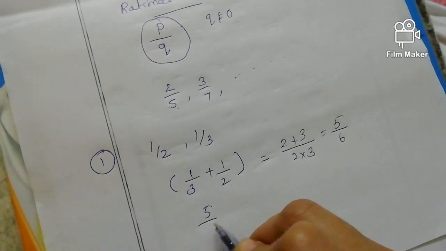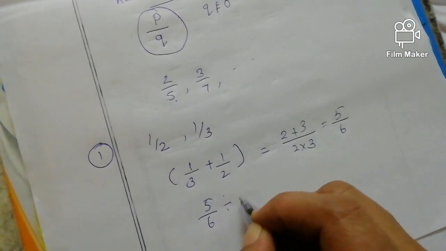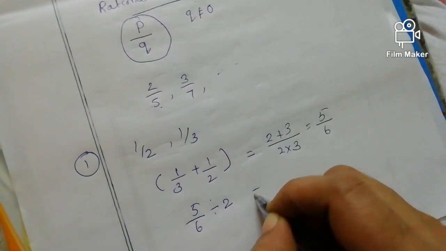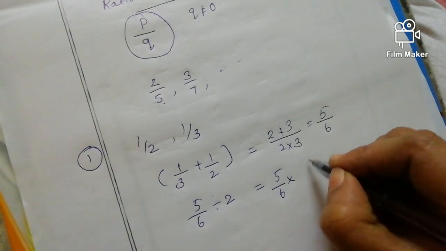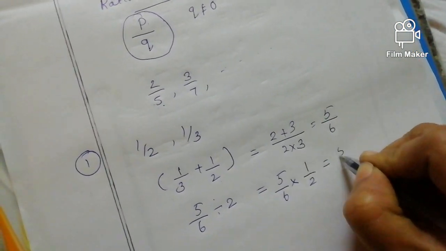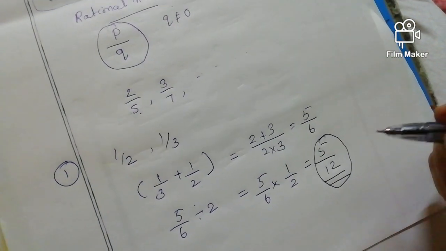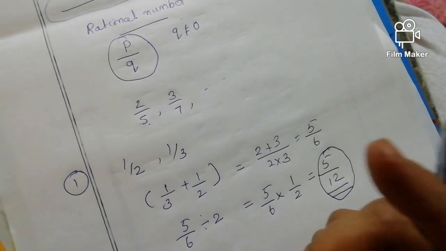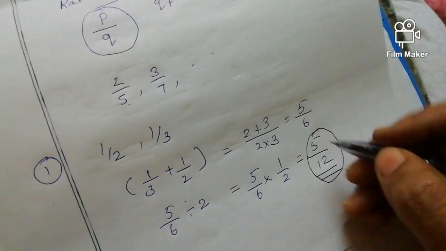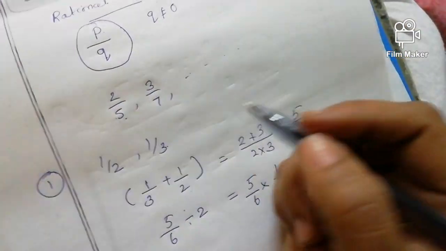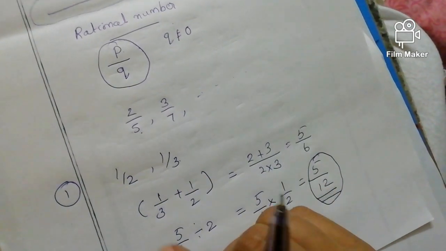After that, we consider 5 by 6 and divide this 5 by 6 by 2. We get 5 by 6 into the reciprocal of 2, which is 1 by 2. We get 5 by 12. So 5 by 12 is the answer, a fraction between 1 by 2 and 1 by 3. 5 by 12 is lying between 1 by 2 and 1 by 3. This is the method used to solve this type of fraction problem.